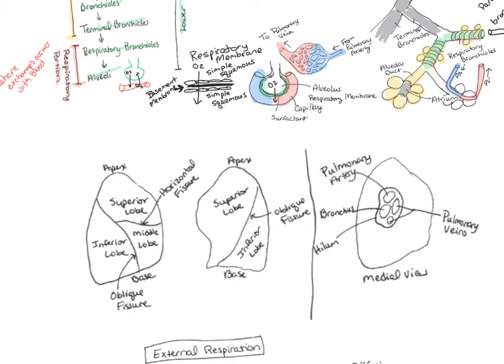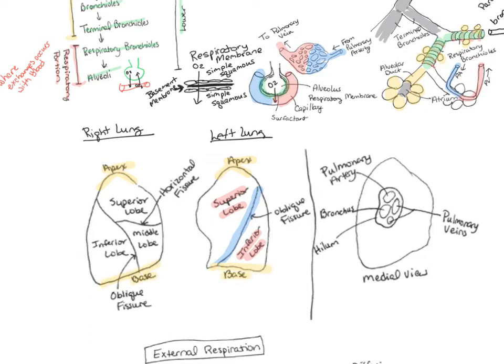On this side, we have the left lung, and on this side, we have the right lung. The left lung has two lobes. It has a superior lobe and an inferior lobe, and they're divided by an oblique fissure. Each of the lungs comes to more of a point at the top, and we call that the apex. And at the bottom, it's more flat, and we call that the base.